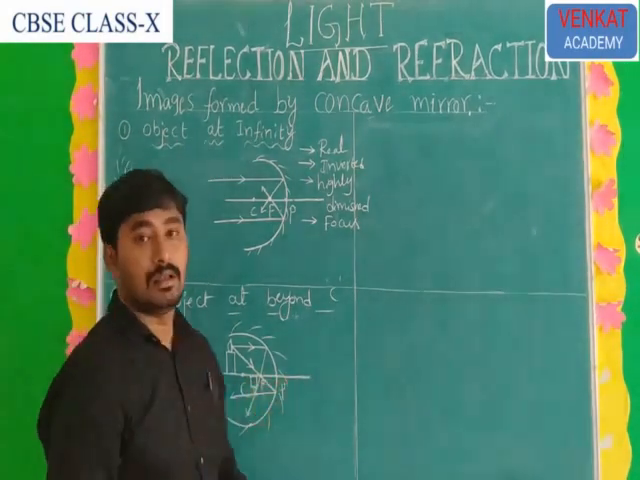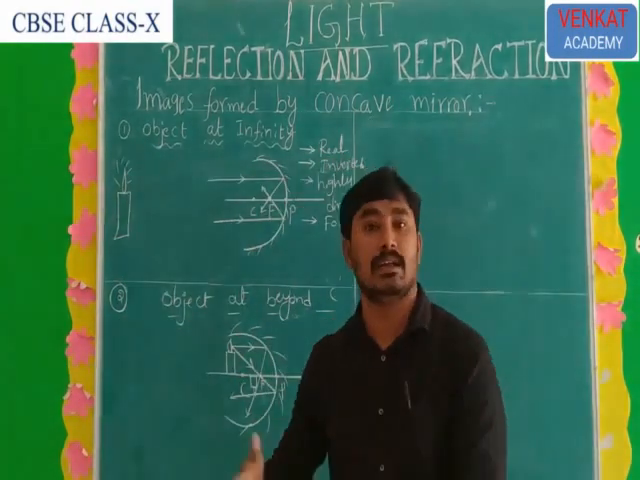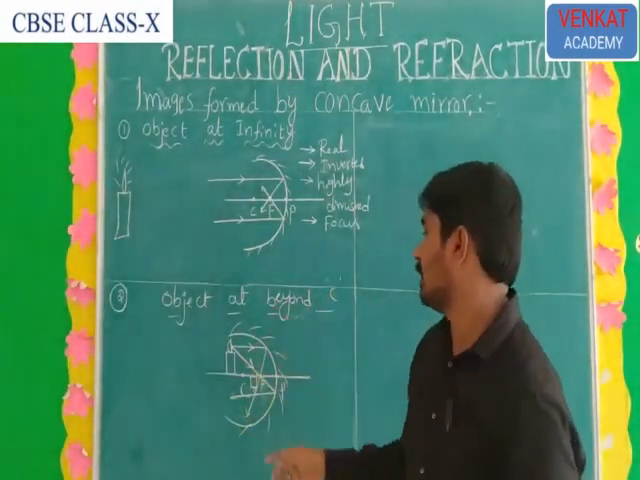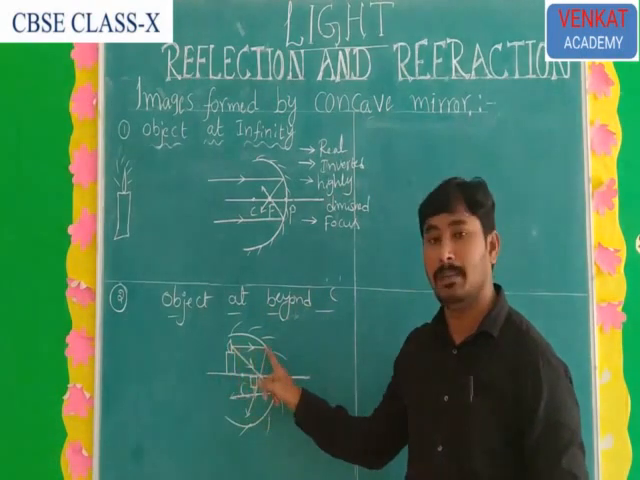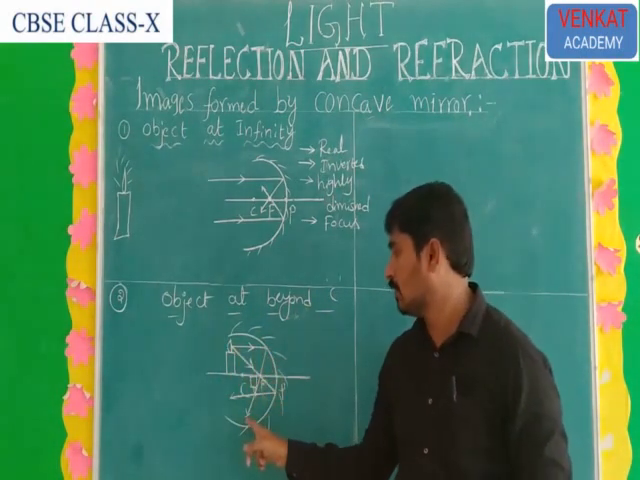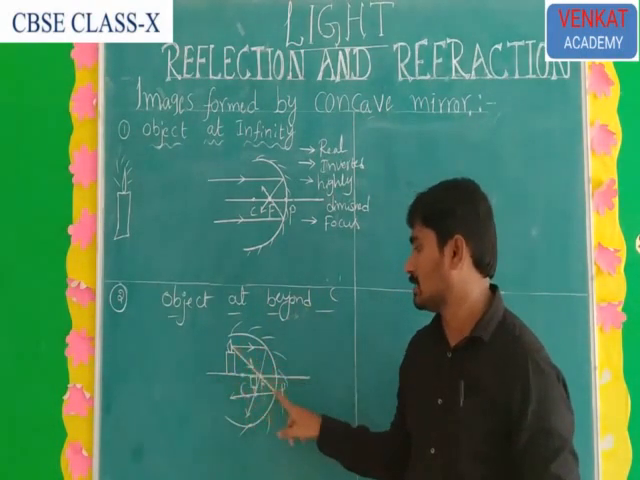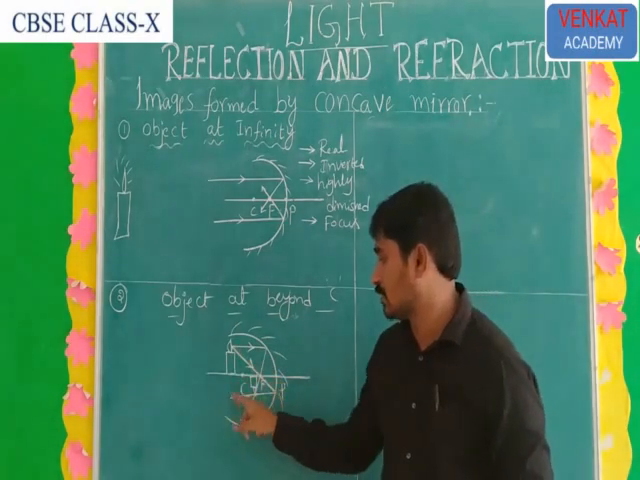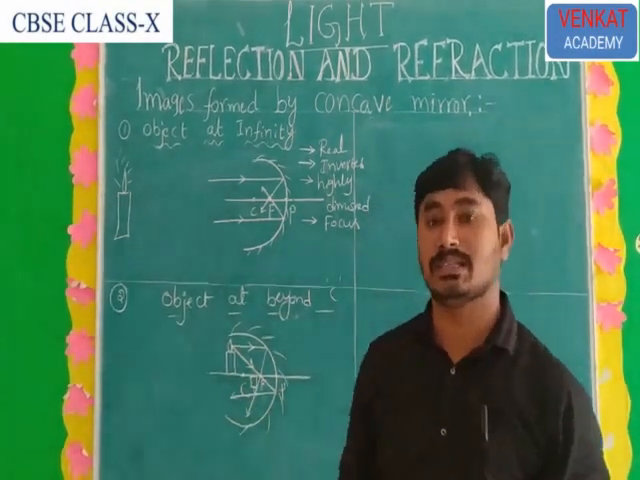Okay. So what is the second condition? Object beyond C. In this condition, one light ray passes parallel to the principal axis, and after reflection it passes through the focus. One more light ray goes through the focus, and the reflected ray passes parallel to the principal axis. So that is the second condition.